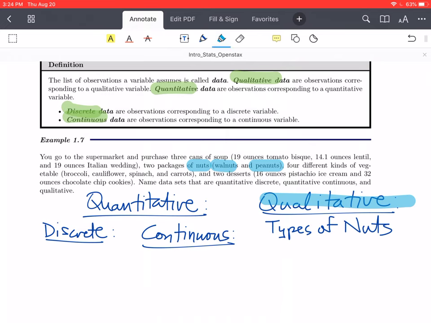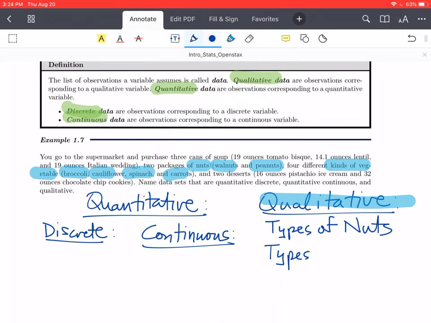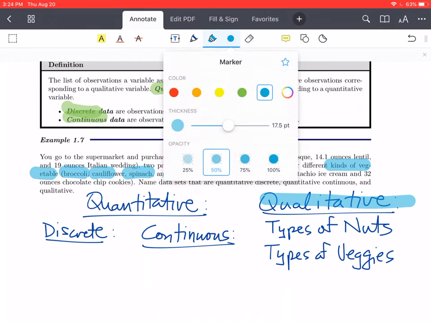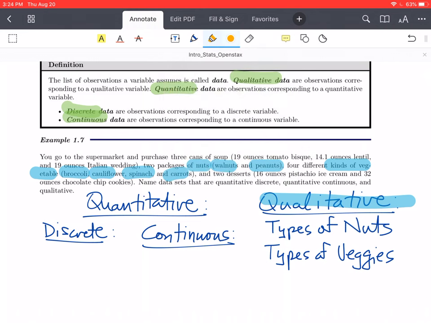That would be qualitative. We have 4 different kinds of vegetables, right? Broccoli, cauliflower, spinach, and carrots. So those are, again, qualitative, so types of veggies. Okay, and so on and so forth. Anything that labels like that, we would consider qualitative.